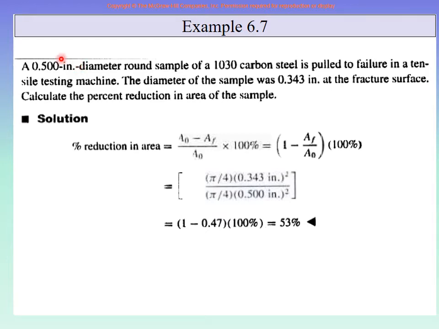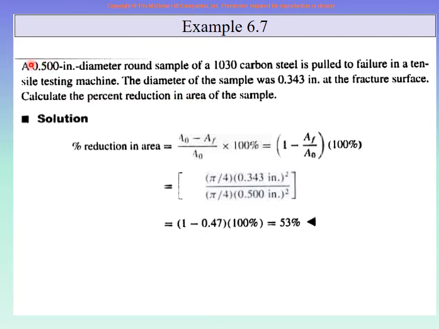So taking down the data, this is D0, the original diameter. This is DF, the final diameter. The material is 1030 carbon steel, so that is nice to know, but that is all you want to know. And they want to find the percent reduction in area. So you will need to find the initial area and the final area to do this.